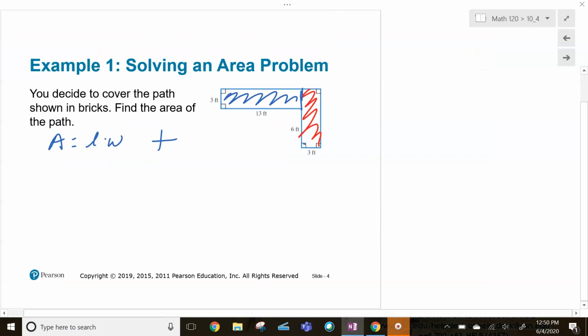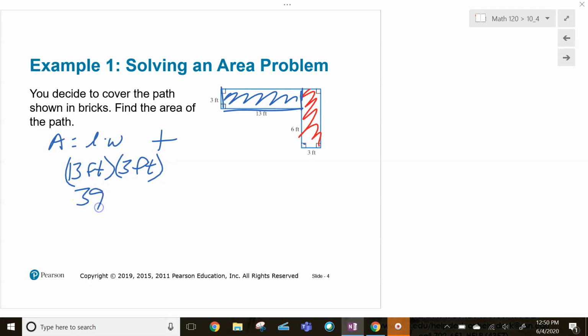So let's go to this length times width. We got 13 feet times 3 feet. 13 feet times 3 feet, so we've got 39 square feet.